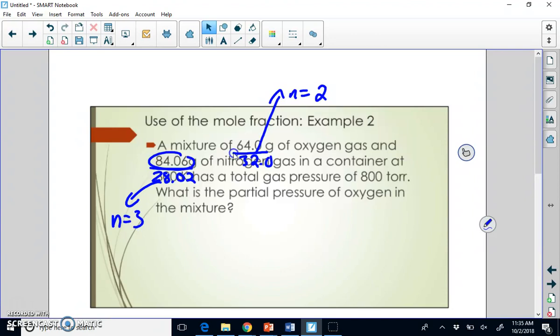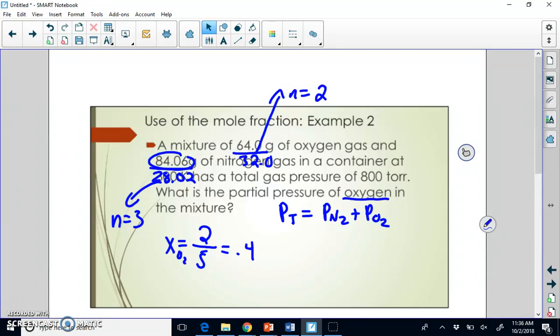So again, we know that the total pressure is equal to the pressure of N2 plus the pressure of O2. Now what we can do is write a mole fraction, and it wants the partial pressure of oxygen, right? So the mole fraction is the moles of oxygen, which is 2, divided by the total moles in the entire container. 2 plus 3 is 5. And if we do that math out, which my brain is not thinking right now because I'm rushing a little bit, this is 0.4. That's the mole fraction of O2.